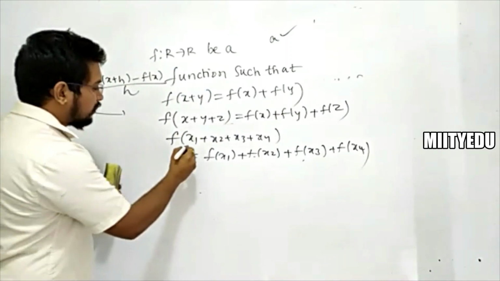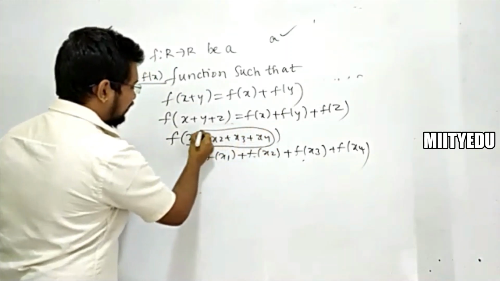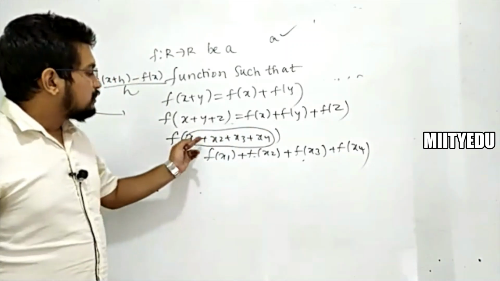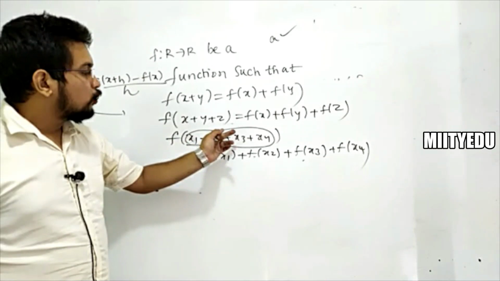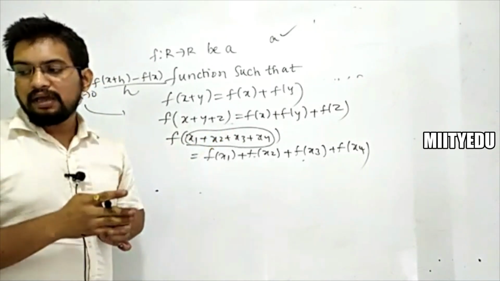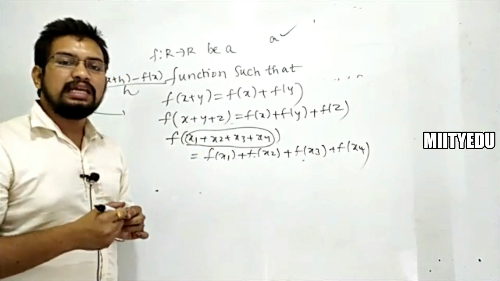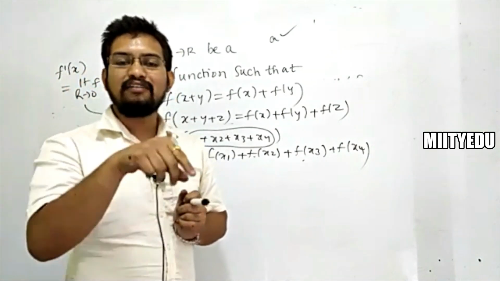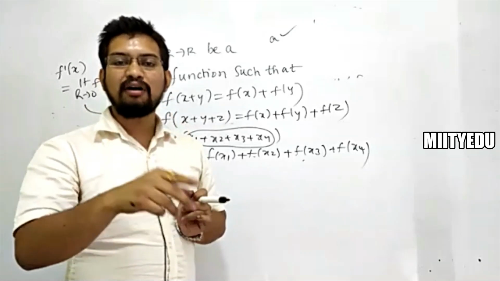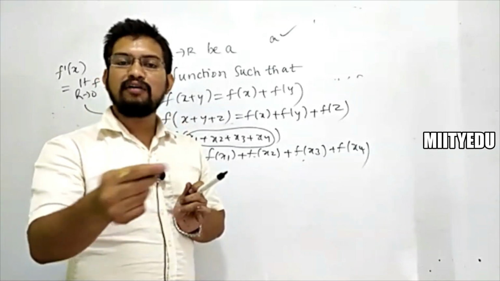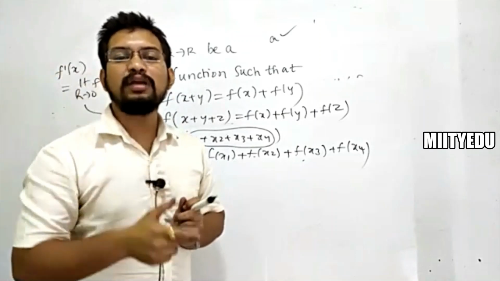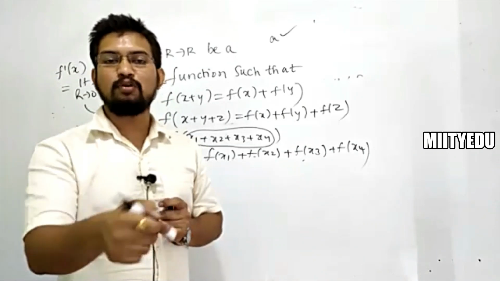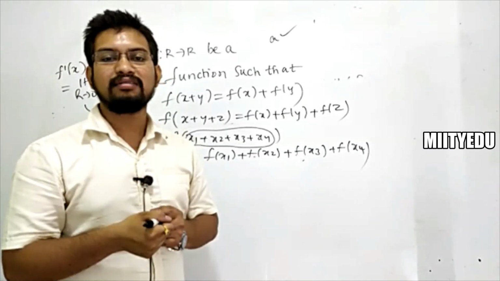Now listen, here's the logic. F of x1 plus x2 plus x3 plus x4 and so on up to xn, I'll write it as f of x1 plus f of x2 plus f of x3 and so on up to f of xn. That is what you write.